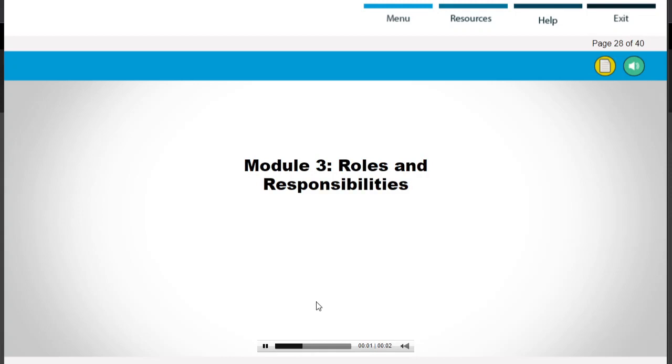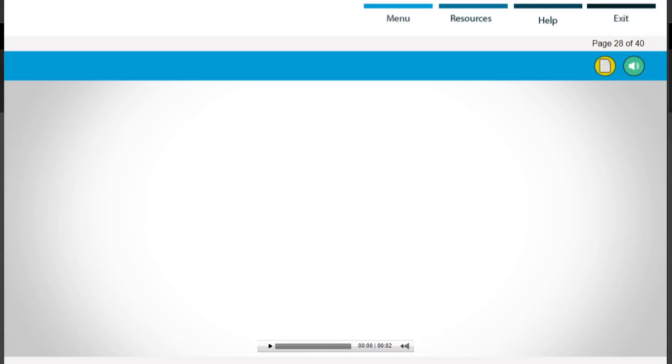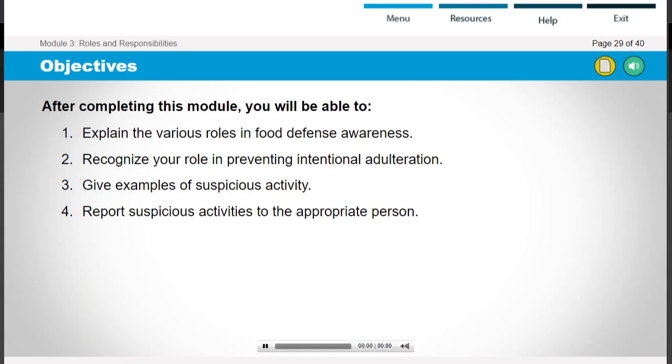Module 3. Roles and Responsibilities. After completing this module, you will be able to: 1. Explain the various roles in food defense awareness. 2. Recognize your role in preventing intentional adulteration. 3. Give examples of suspicious activity. And 4. Report suspicious activities to the appropriate person.